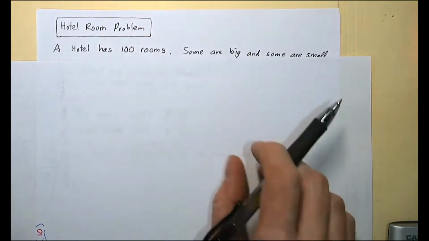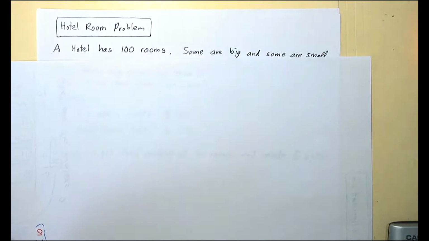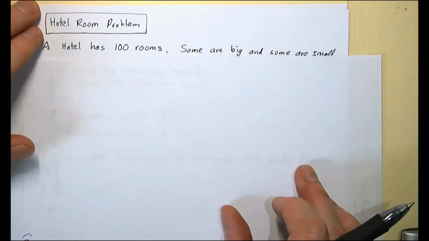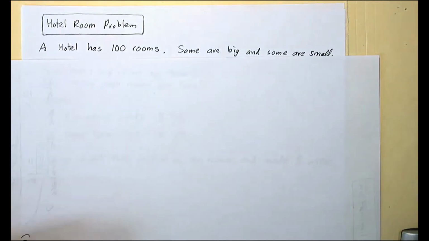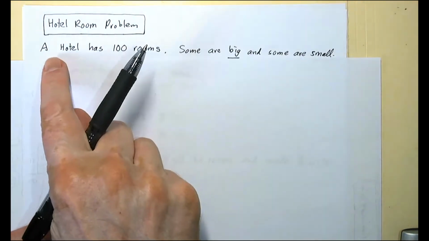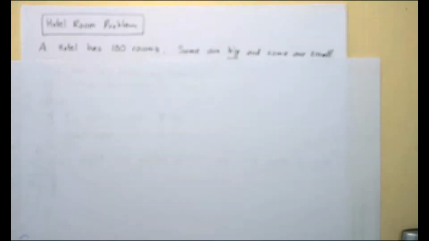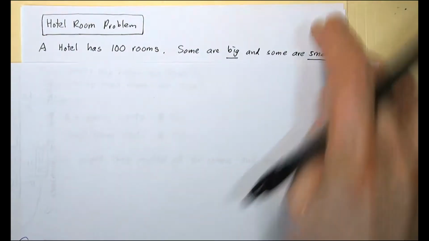Here's a famous word problem, the hotel room problem. There's other problems that work the exact same way. Could be the big and little boxes problem. There's a lot of different ones. Let's say a hotel has 100 rooms. Some are big, and some are small.